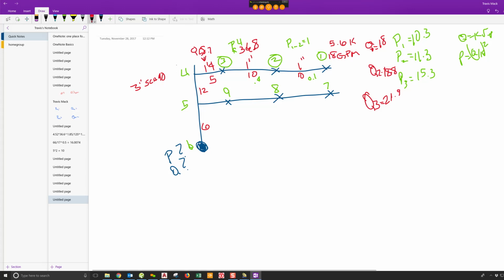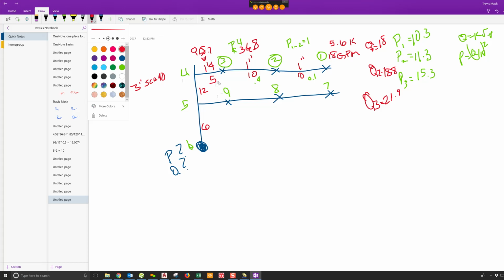Now we got to figure out what our friction loss is. So we just do 4.52 times 58.7 to the power of 1.85 divided by 120 to the power of 1.85 divided by our diameter. So now we got 1.38 to the power of 4.87, and I get 0.25 pounds per foot.